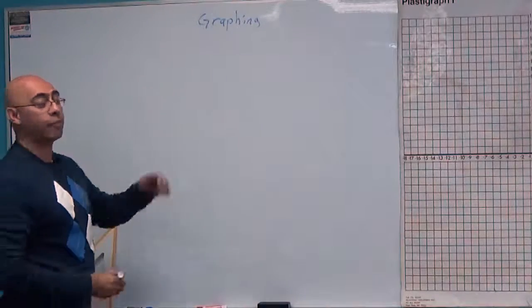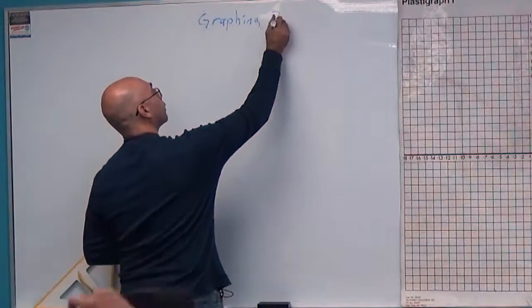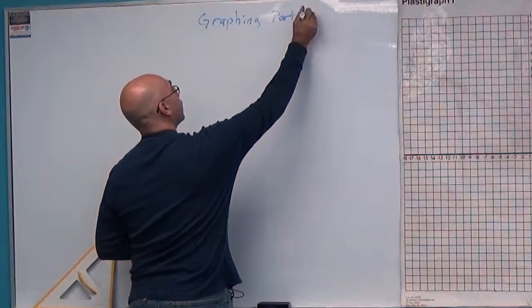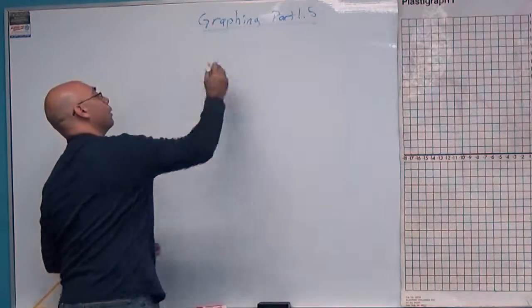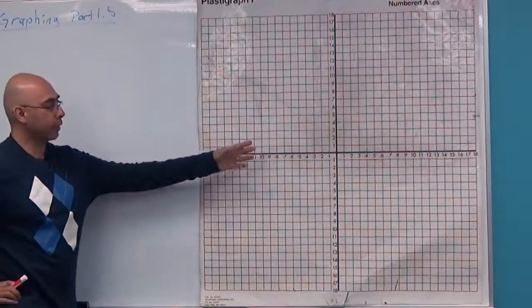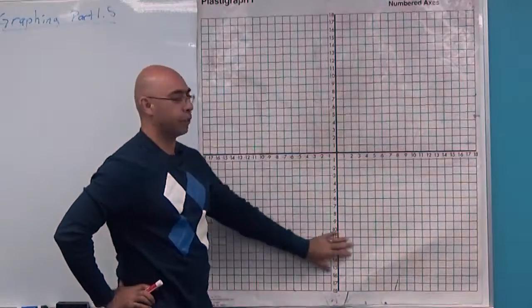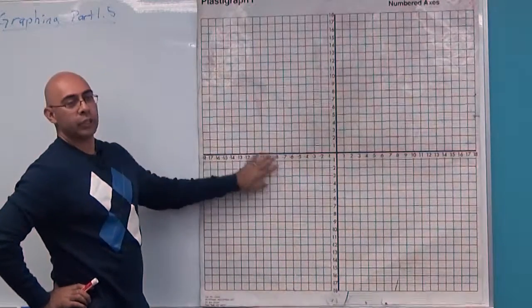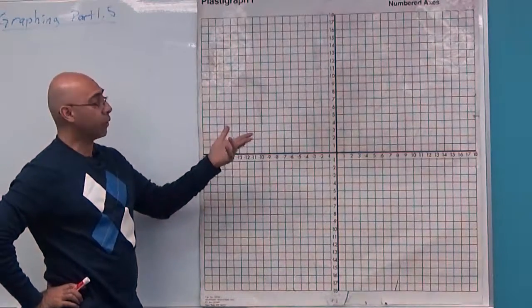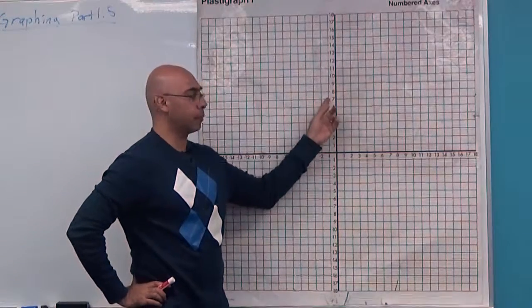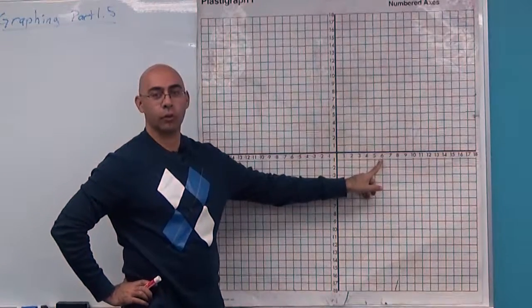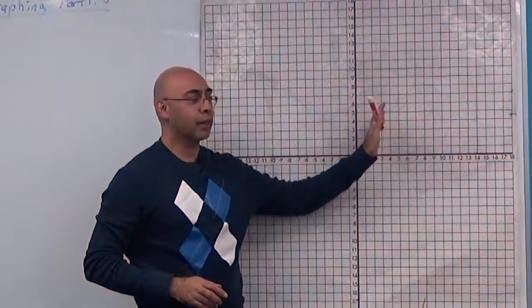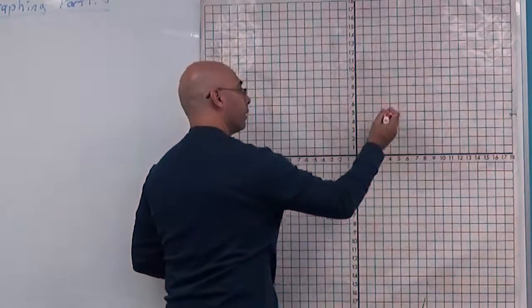Today we're going to go over graphing, part 1.5. If we look at this graph here, yesterday I told you to just ignore this stuff here, because right now you're just going to deal with real world things, like you have 7 pineapples or you lost 6 toes. We're going to deal with points on these graphs here.